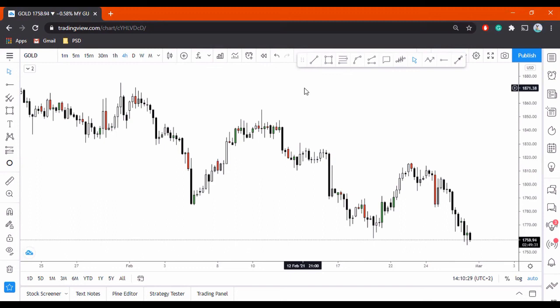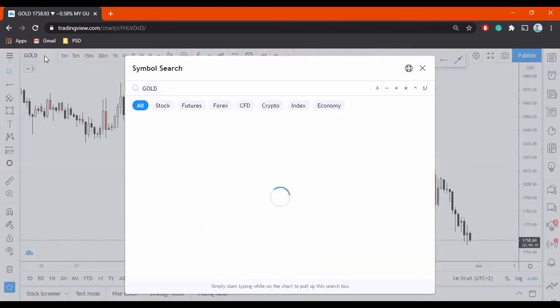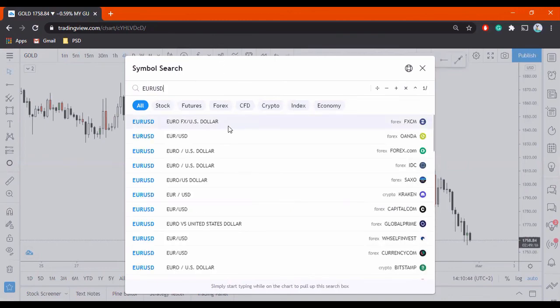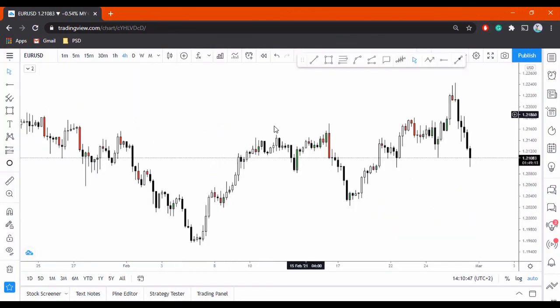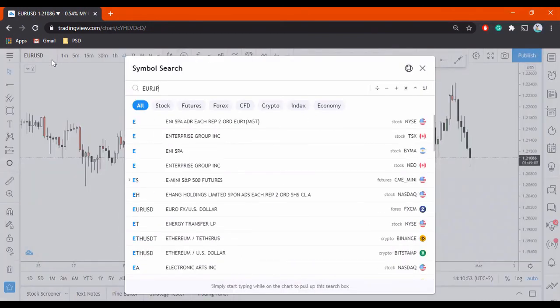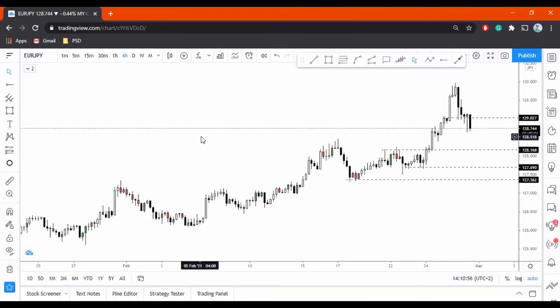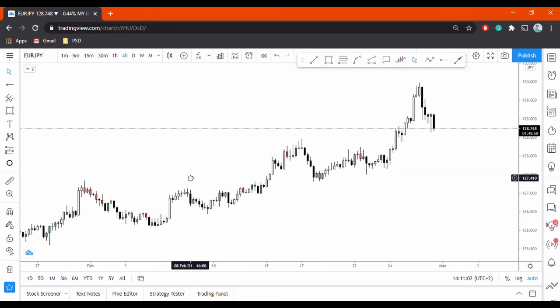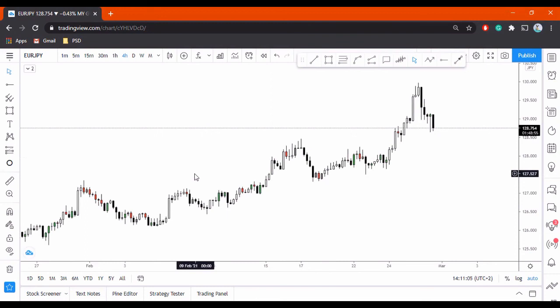correlation. Since these pairs are paired against two currencies, we have pairs like Euro USD and pairs like Euro JPY. For example, if we put Euro USD right now, do you see how it's printing? And then if we put Euro JPY, you see how it's sort of similar. That's the reason why trading too many pairs is not the best option, because a lot of them move very similar.